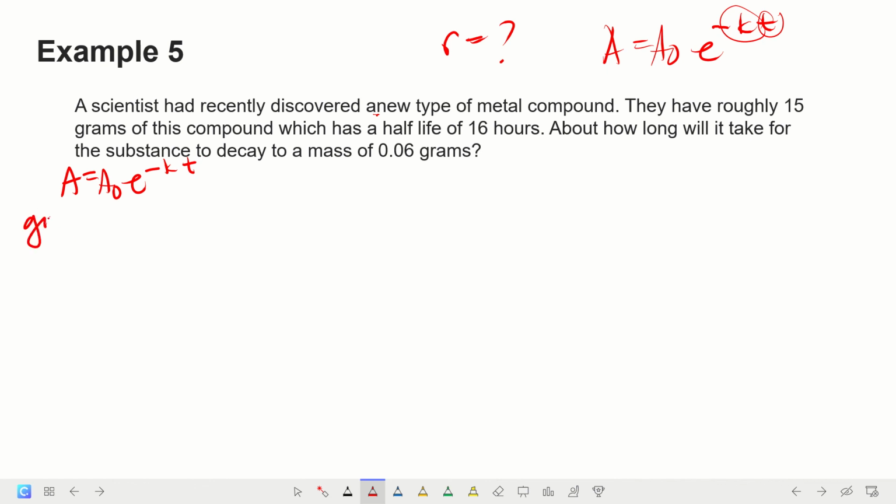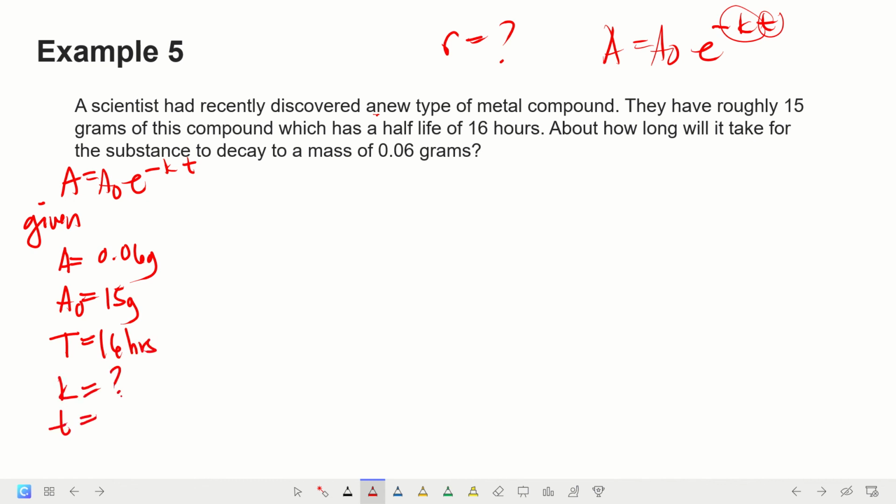So, the given here: a is equal to 0.06 grams, a sub o is equal to 15 grams, and the half-life is equal to 16 hours. And then, we don't know the k and we don't know the value of t. So, we need to solve first for the value of k.